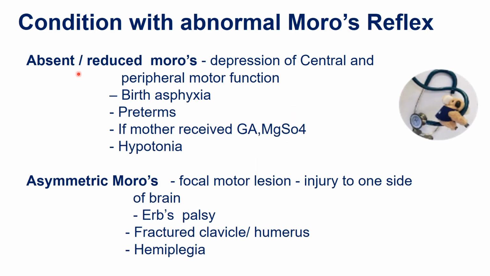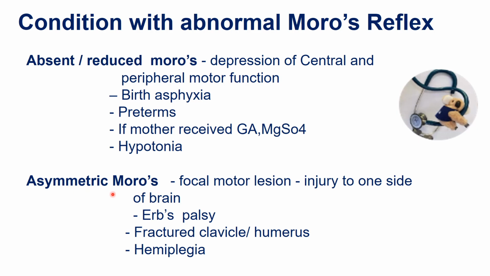And if there is absent or reduced Moro's reflex, this indicates depression of the central and peripheral motor function, which occurs in conditions like birth asphyxia, preterm babies, if the mother is receiving general anesthesia or magnesium sulfate, or if there is hypotonia in a baby. And sometimes the Moro reflex is asymmetrical.